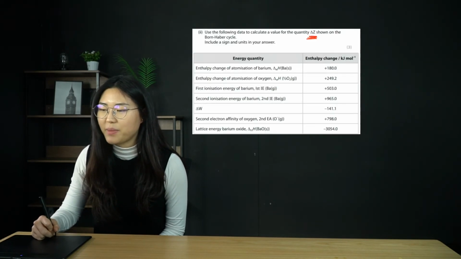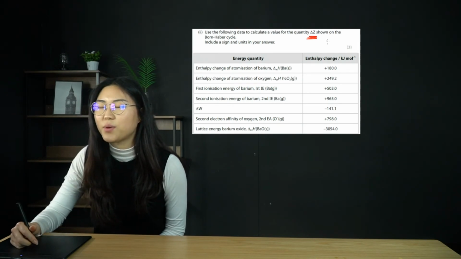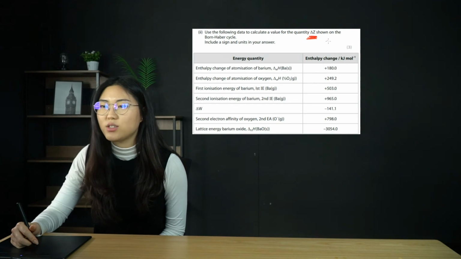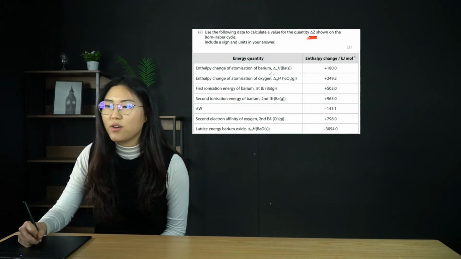All right, the next says, use the following data to calculate the value for the quantity of delta Z shown in the Born-Haber cycle. Include a sign and units in your answer. So over here, the enthalpy changes are all given.